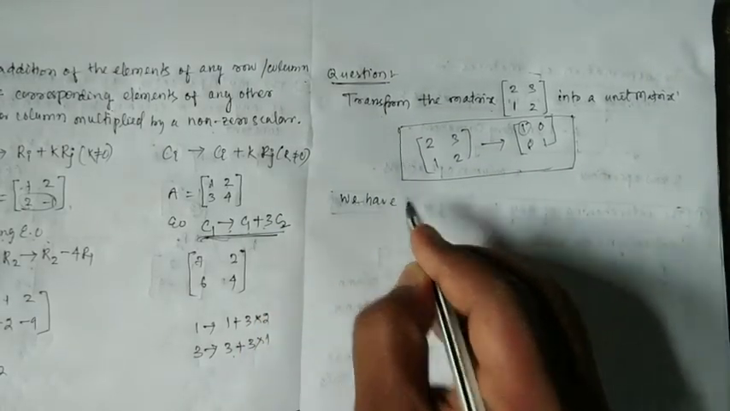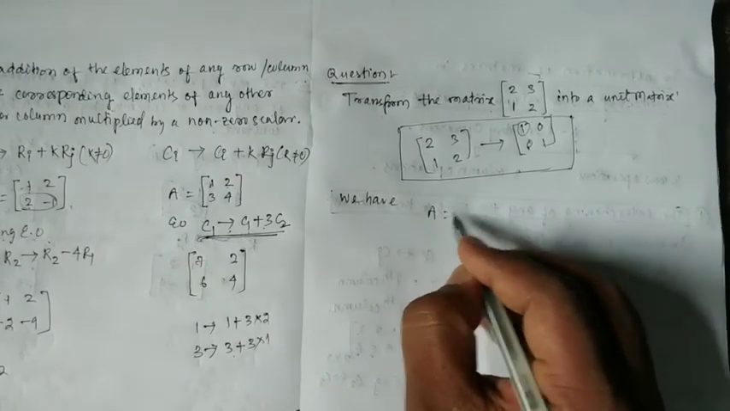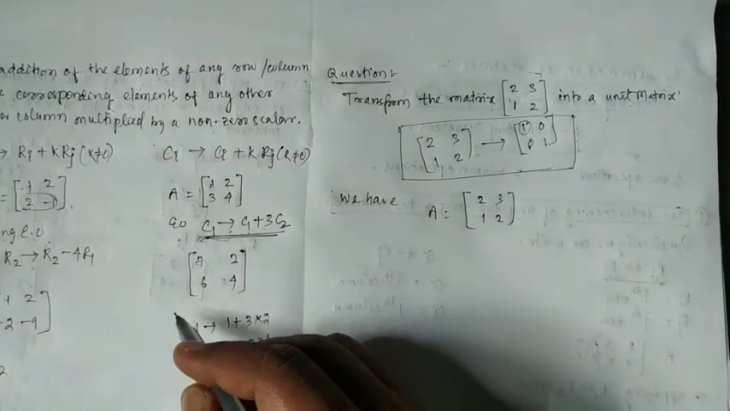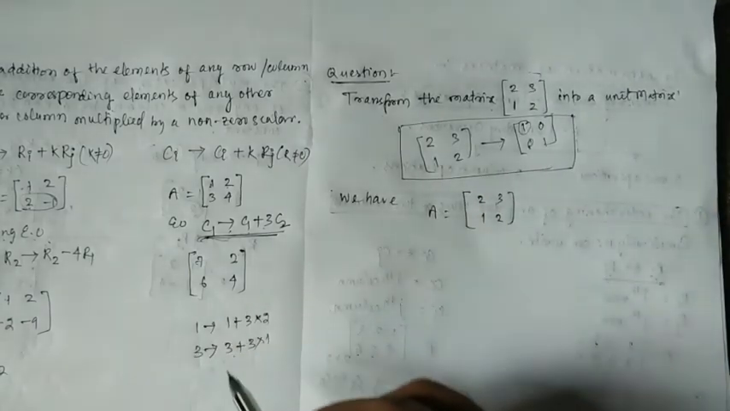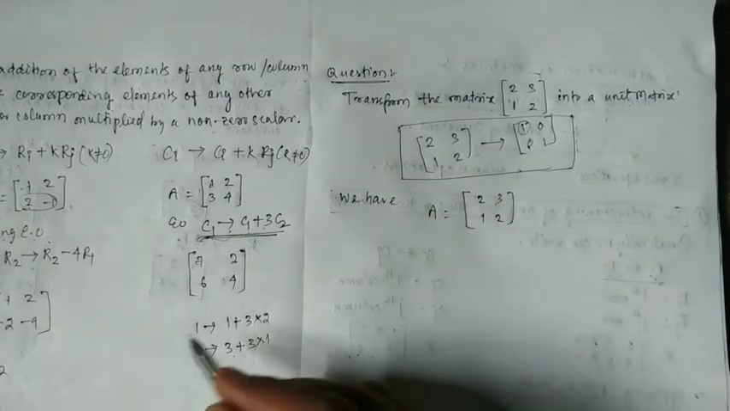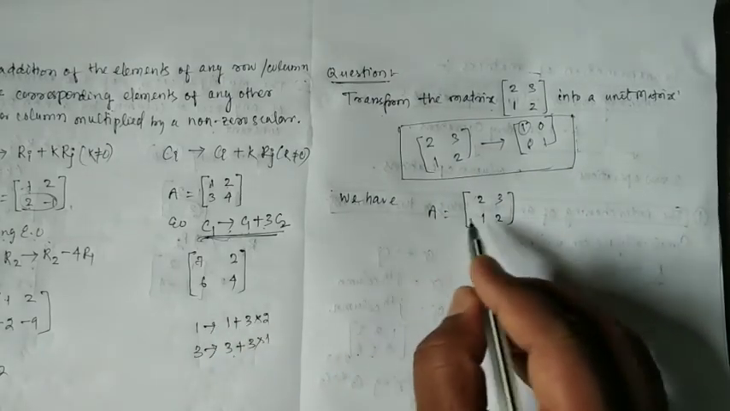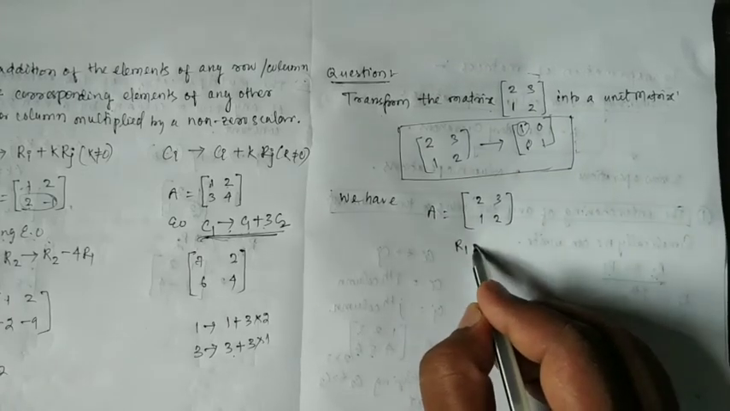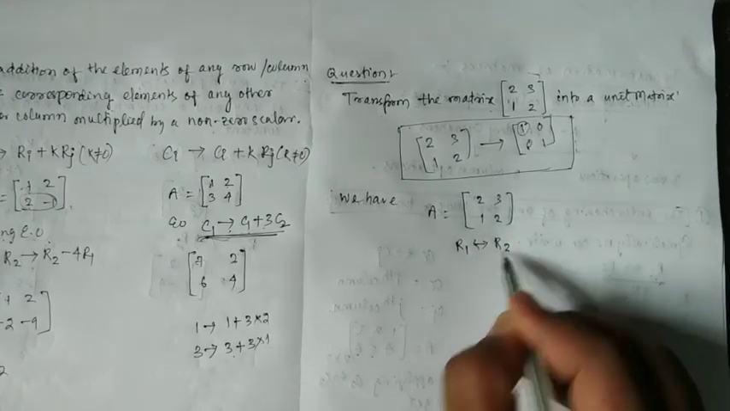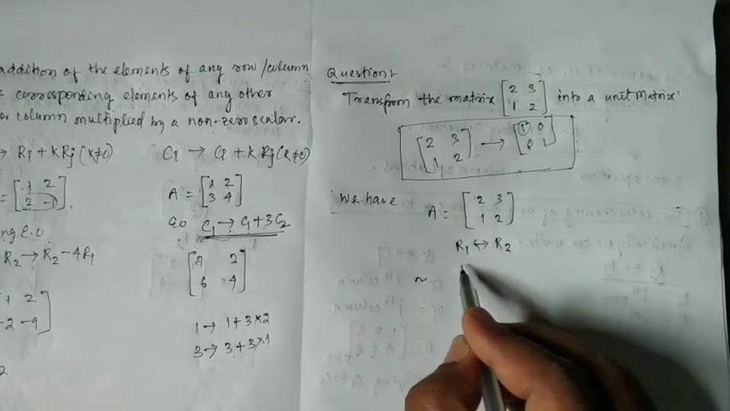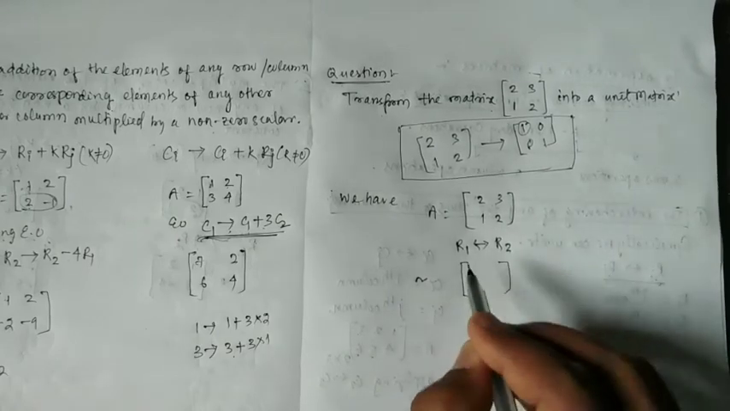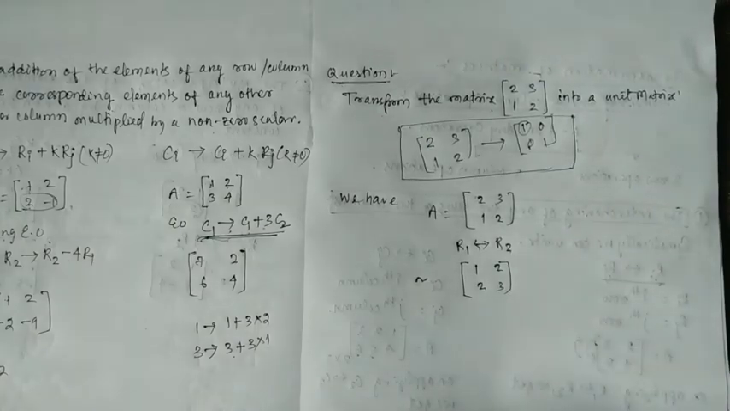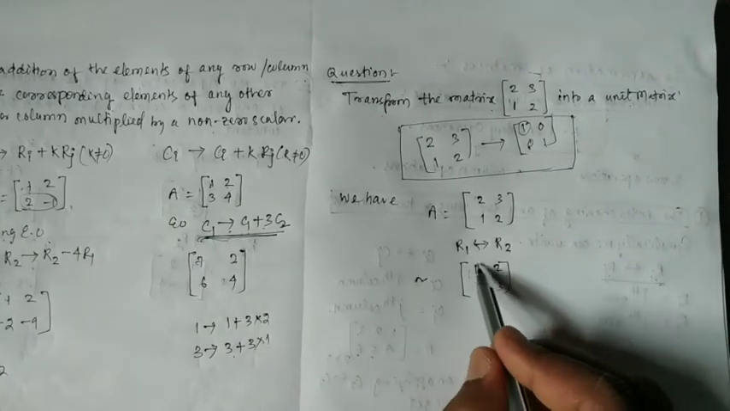Let's see here. We have, let this matrix be A, 2, 3, 1, 2. We have to convert this into a unit matrix. That means we need 1 here. So by using the elementary operation, R1 interchanged with R2, we get 1, 2, 2, 3 here. In this place we get 1.